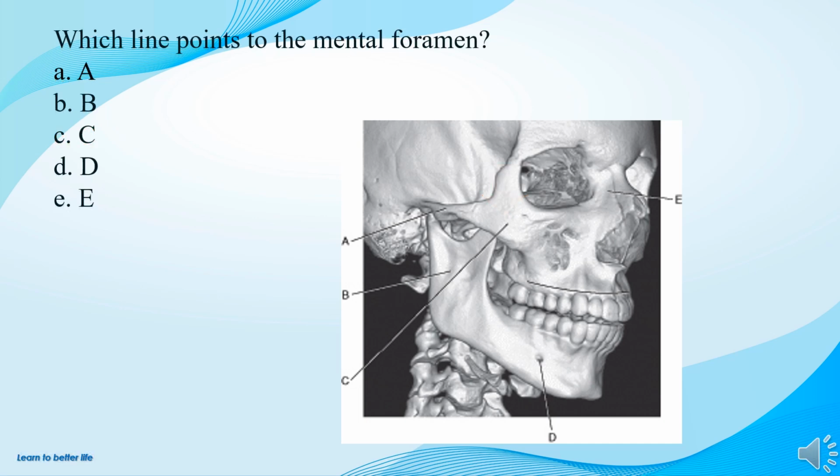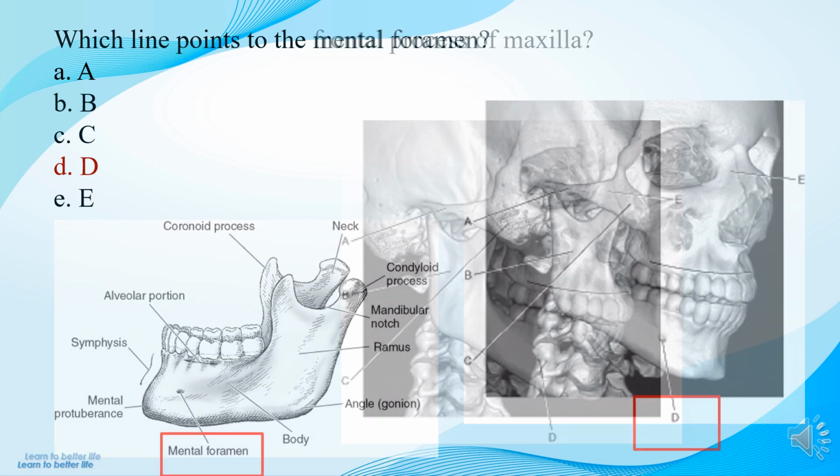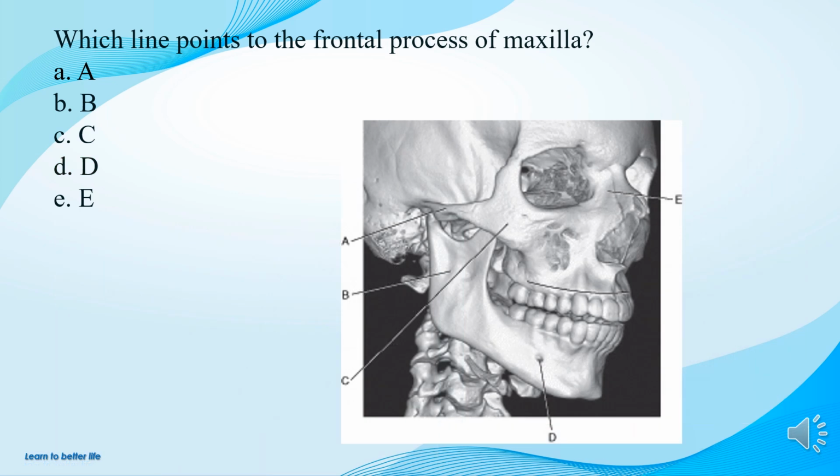Which line points to the mental foramen? A, B, C, D, or E? The answer is D. And which line points to the frontal process of the maxilla? This one is very obvious because of the word frontal, thus, the answer is E.